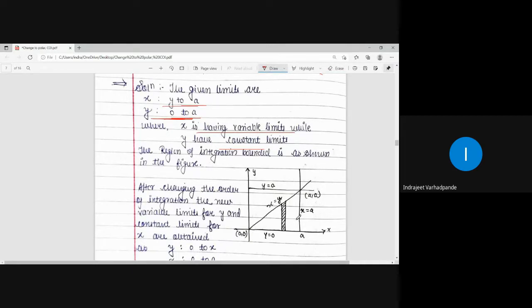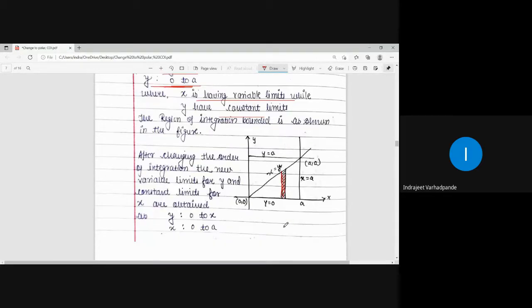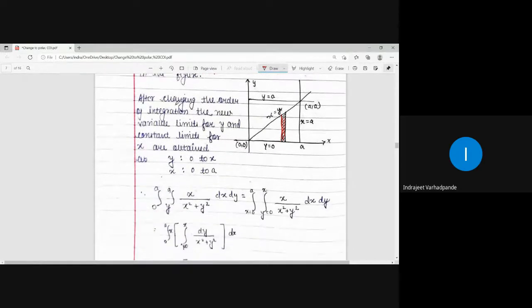And as I told you, for changing the order of integration we should draw the new limits, the new vertical strip, and get the limits directly. So instead of horizontal, because this represents the horizontal strip, this represents the vertical strip, so directly I will be drawing the vertical strip in the region and getting the new limits, and then our integration will be a very simple task. So after changing the order of integration, the new variable limits for y will be there, and constant limits for x are obtained.